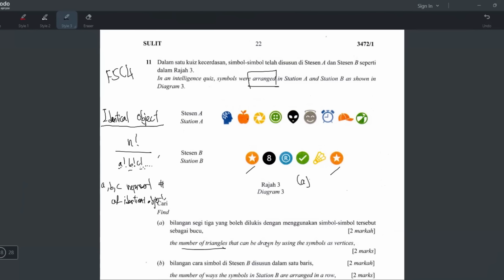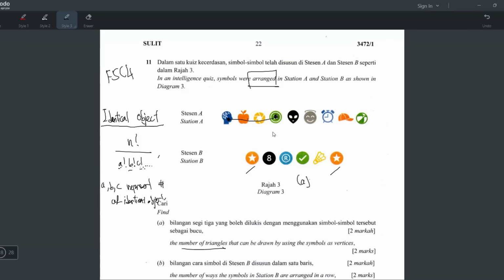Sebab dia nak cari number of triangles that can be drawn using symbol as vertices. So for example, this is the vertex. You want to draw a triangle, so you can join this to maybe the button symbol, and then join to the number 8, and then you dapatlah satu triangle. And then maybe the second one you do like that. Dapat 2 triangle, 3 triangle, 4 triangle, ada banyak lah. So if you want to know how many triangles you can draw, you have to use the combination. You kena guna C, sebab you tak susun pun, you tak order pun, you just join saja.